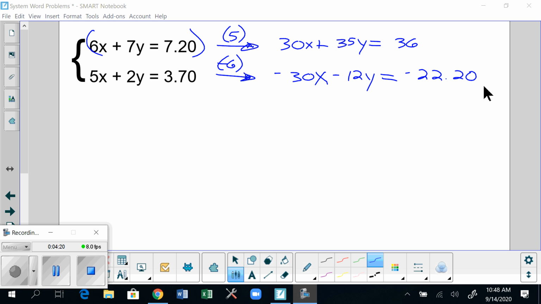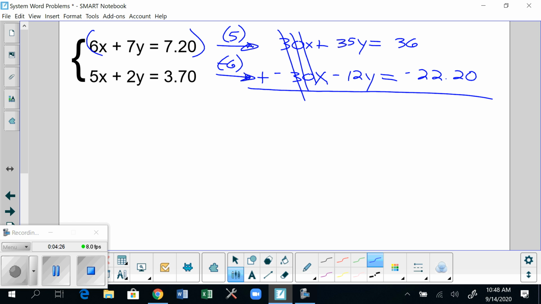And now I can add these 2 orders together, and this makes sense. We allowed the tacos to cancel each other out. We multiplied Julie's order by a certain number and Roger's order by a certain number, and it allowed the tacos to cancel out. Now you can see that we're left here with 23 burritos would cost a total of $13.80. Well, look, we've eliminated tacos. We've taken that variable out of the problem.